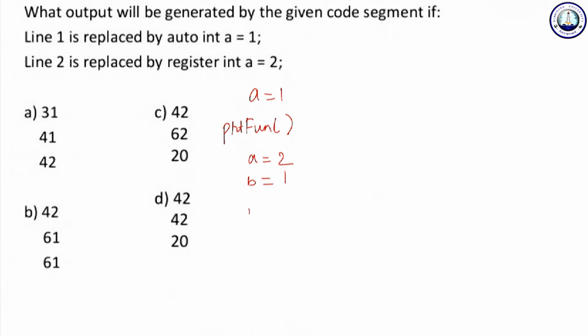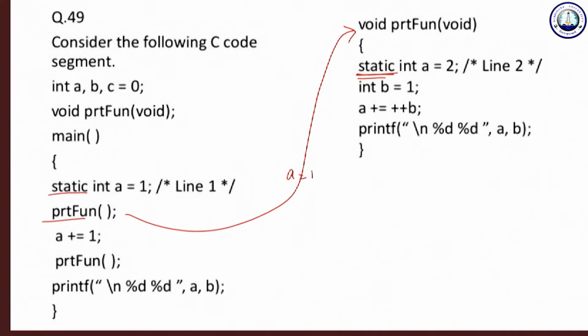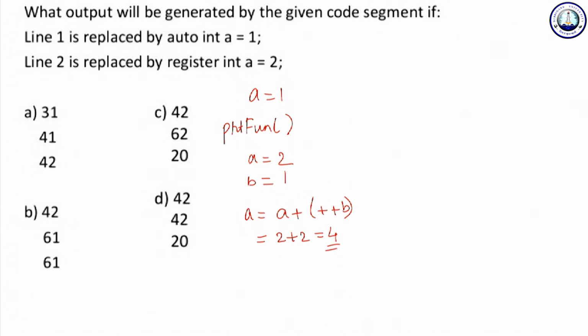Same formula for a plus b. So here 2 plus 2 is equal to 4. So, coming to printf of a, b: your a is equal to 4 we got, and b is equal to, as we had done, b plus 1, so it comes to 2. So the value of a, b is 4 comma 2, which means for a it is 4 and for b it is 2. So this is the first output.